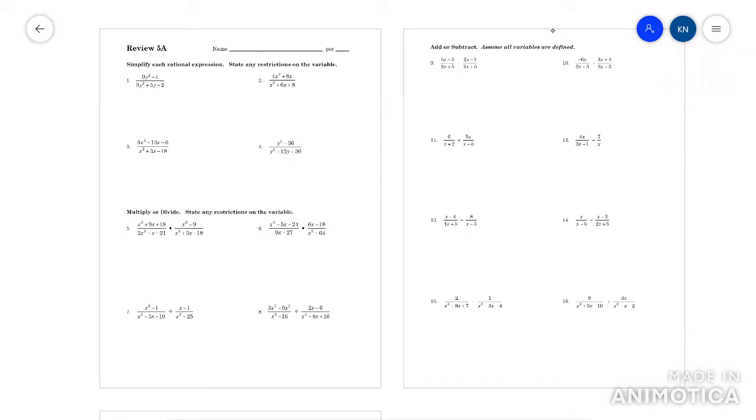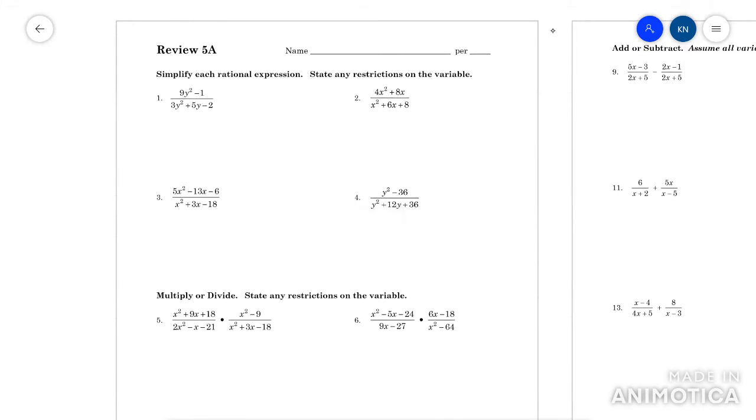All right, this video is going to go over the test review for test 5A, so it's probably going to be a long video. Let's go ahead and get started. This first one, you're simplifying. So what you want to do is factor it. The top is the difference of squares. The bottom is a trinomial. And then you cancel the binomials that are identical, and you write your answer.